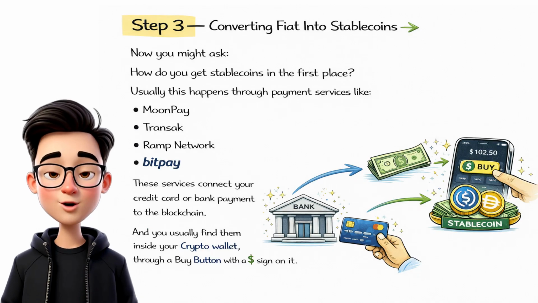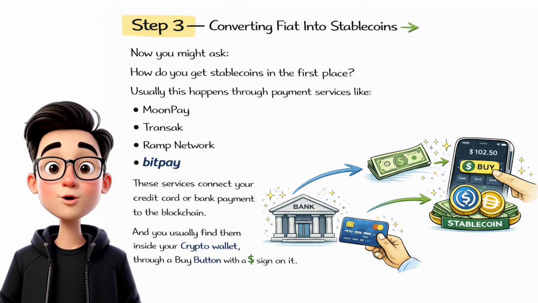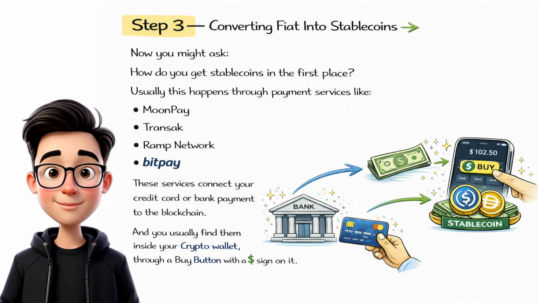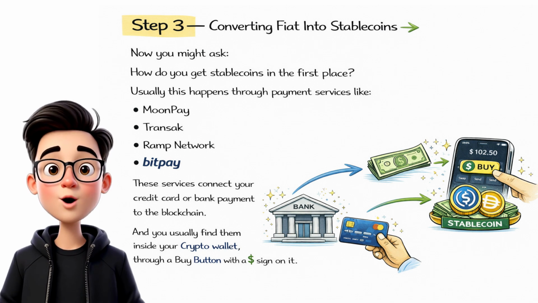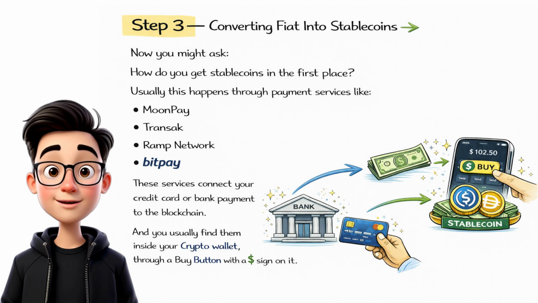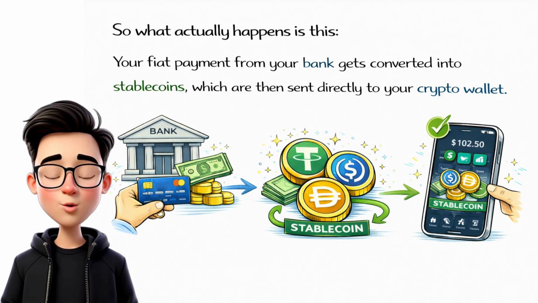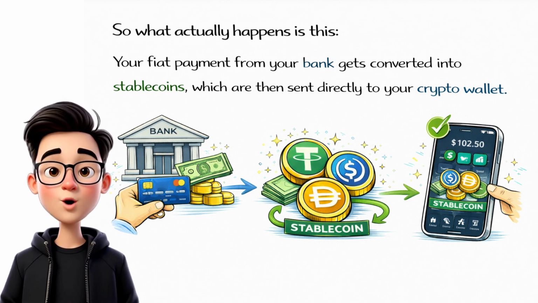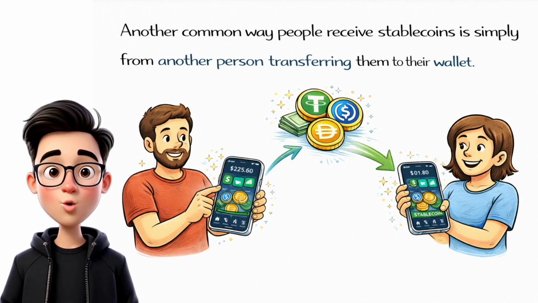Step 3. Converting fiat into stablecoins. Now you might ask, how do you get stablecoins in the first place? Usually this happens through payment services like MoonPay, Transak, Ramp Network, BitPay. These services connect your credit card or bank payment to the blockchain, and you usually find them inside your crypto wallet through a buy button with a $ sign on it. So what actually happens is this. Your fiat payment from your bank gets converted into stablecoins, which are then sent directly to your crypto wallet. Another common way people receive stablecoins is simply from another person transferring them to their wallet.